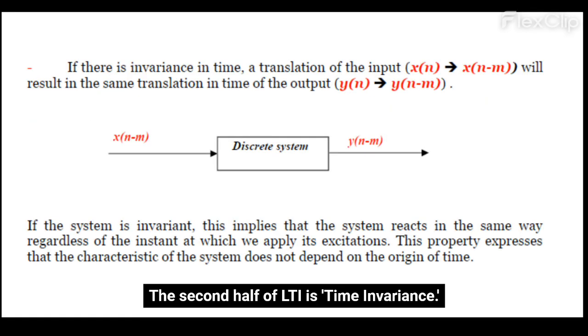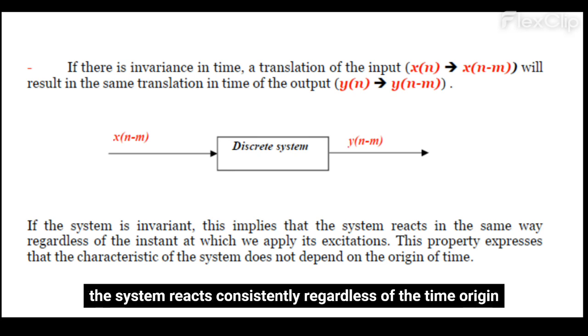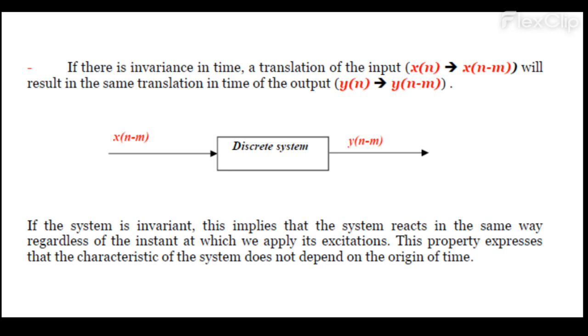The second half of LTI is time invariance. This property means that the system's characteristics don't change over time. If we delay our input by a certain amount m, the output remains exactly the same, just delayed by that same amount. Essentially, it doesn't matter when you start the experiment. The system reacts consistently regardless of the time origin.